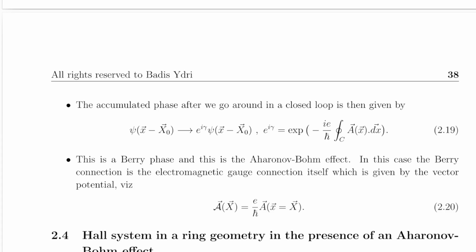When the path forms a closed loop, the accumulated phase depends on the magnetic flux enclosed. This is the Aharonov-Bohm effect. Here, the Berry connection is none other than the electromagnetic gauge connection, the vector potential itself. Thus, even when no magnetic field is present along the particle's path, the hidden geometry of the field leaves a real, physical imprint on the quantum system.